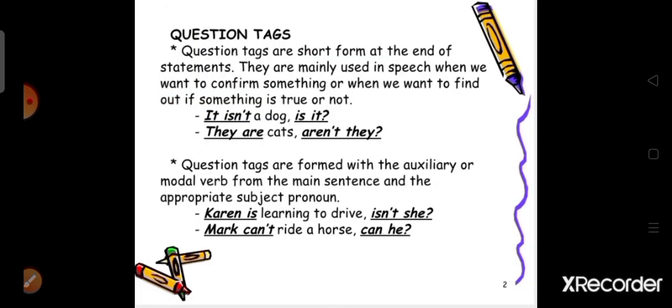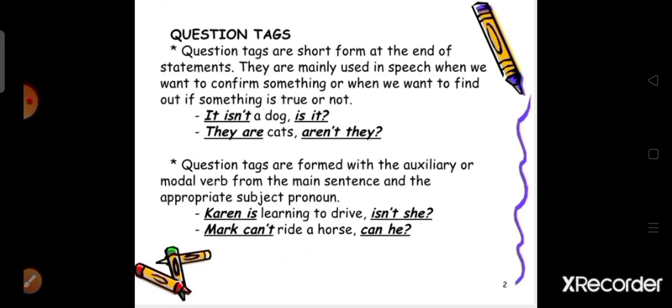Okay. Already we learned what a question tag is. Question tags are short forms at the end of statements. They are mainly used in speech when we want to confirm something or when we want to find out if something is true or not. Okay. First sentence: it isn't a dog, is it? They are cats, aren't they? So, we should use this sentence for confirmation, or if something is true or not, we have to find it out.